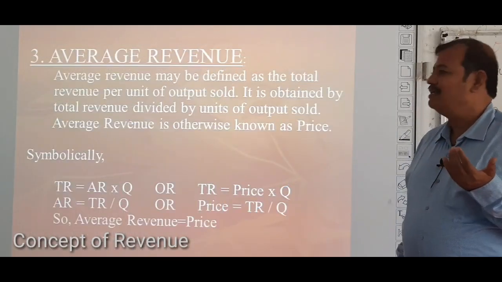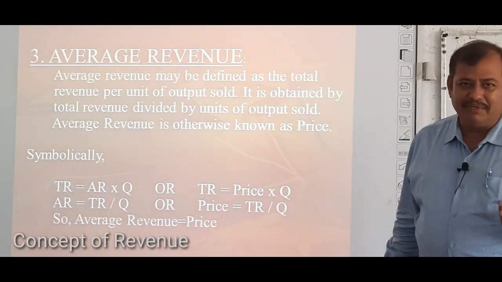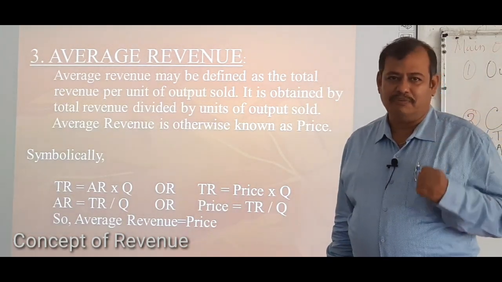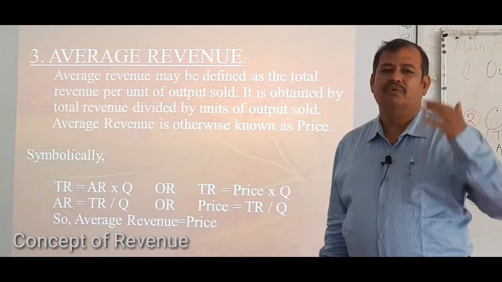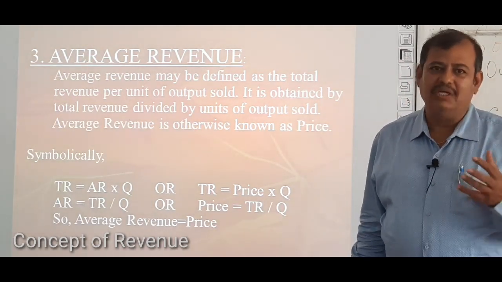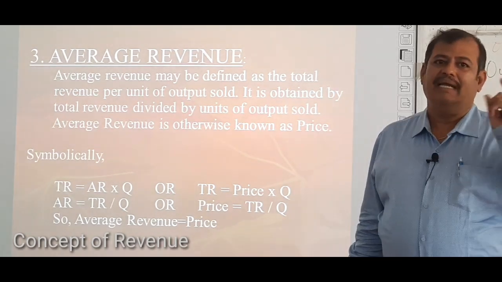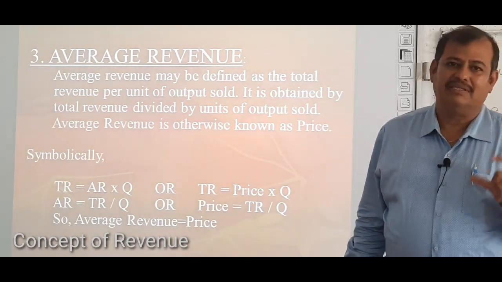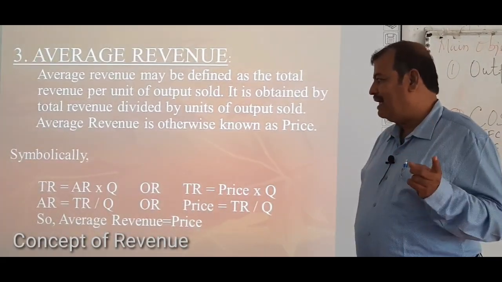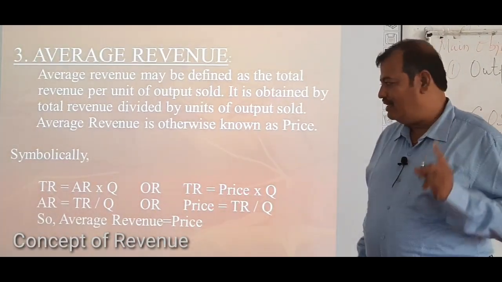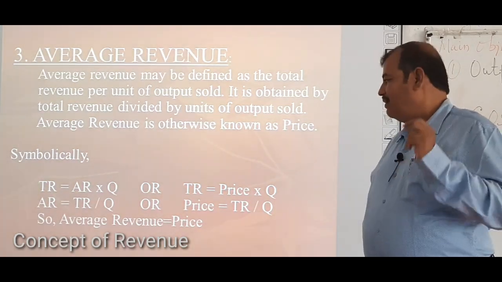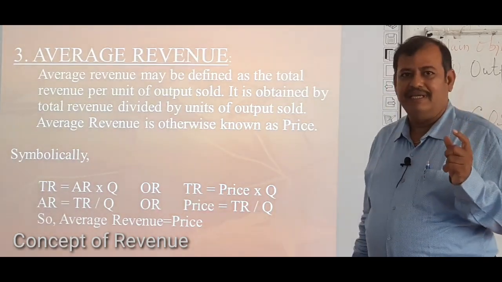Now, next is average revenue. Average revenue is defined as the total revenue per unit of output sold. It means when we divide total revenue by the units of output sold, that is called average revenue, and the other name of average revenue is price. The formula for this is, as TR is equal to P into Q, average revenue is TR by Q, or price is equal to TR by Q.